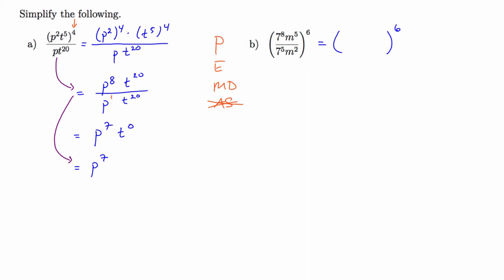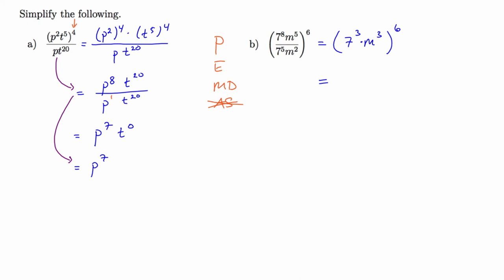7 to the 8th divided by 7 to the 5th tells me 5 of the 7's from the numerator will cancel, leaving me with 3. M to the 5th divided by m squared. That square tells me that 2 of those 5 m's will cancel, leaving me with 3. So what I'm left with in just simplifying inside the parentheses is 7 to the 3rd, m to the 3rd, all of that quantity raised to the 6th power.